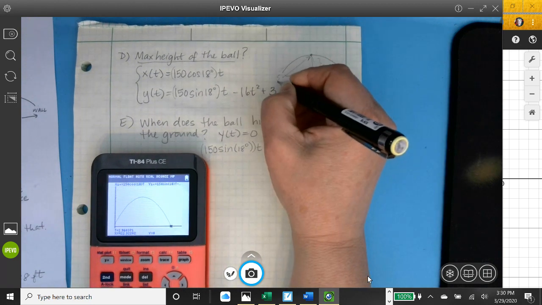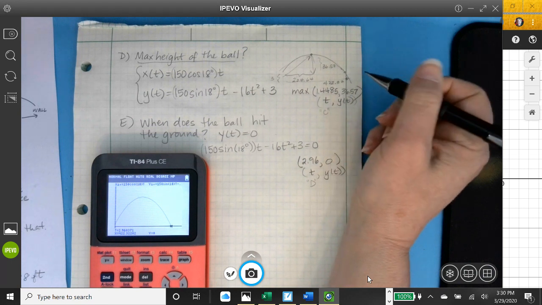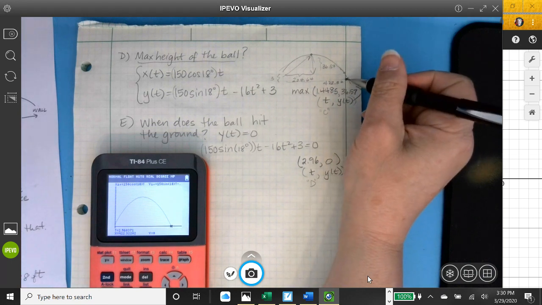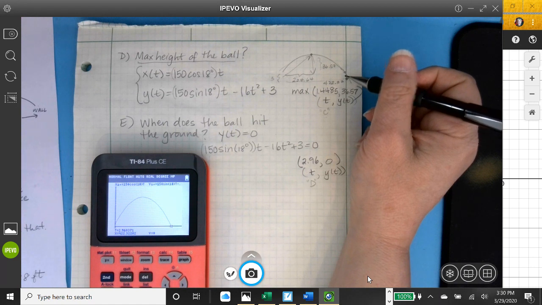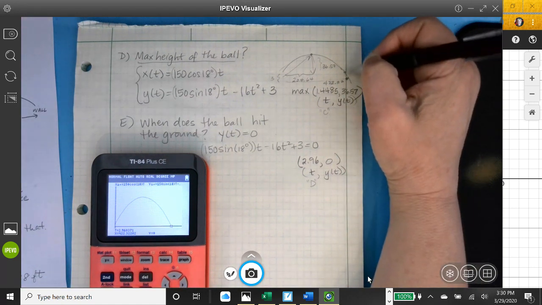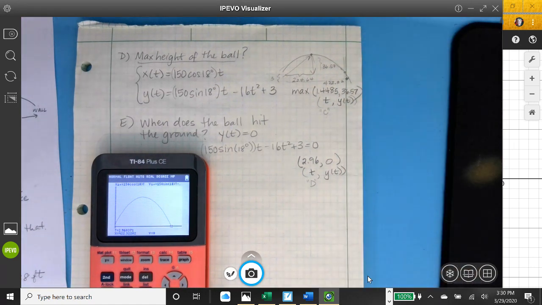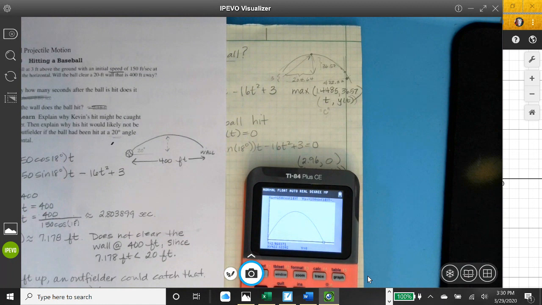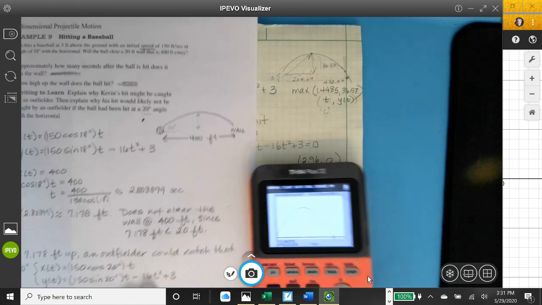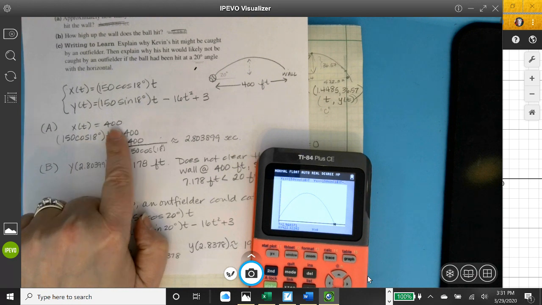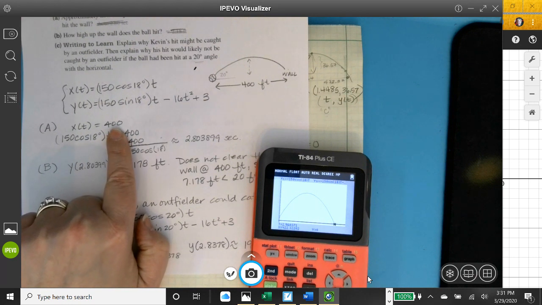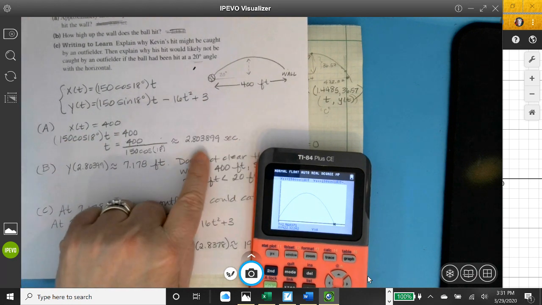And I'm on the ground, right? Because this is zero up here. Well, that tells me that the ball is going to plow through the wall and hit the ground, because the wall is standing at 400. Now we wanted to know how high the ball was at 400. Did we solve that? We did. We found out that the ball will be at 400 feet horizontally when time was equal to this.